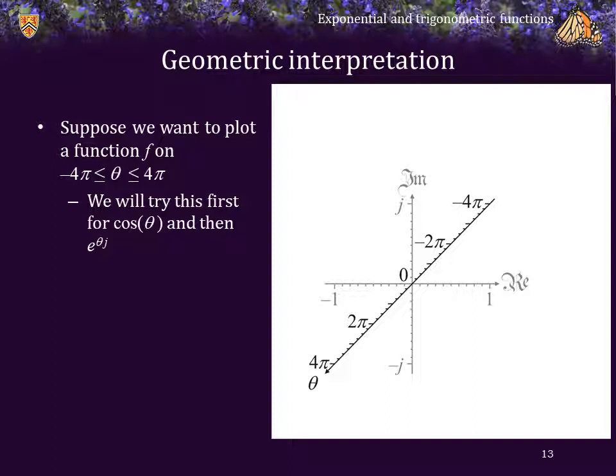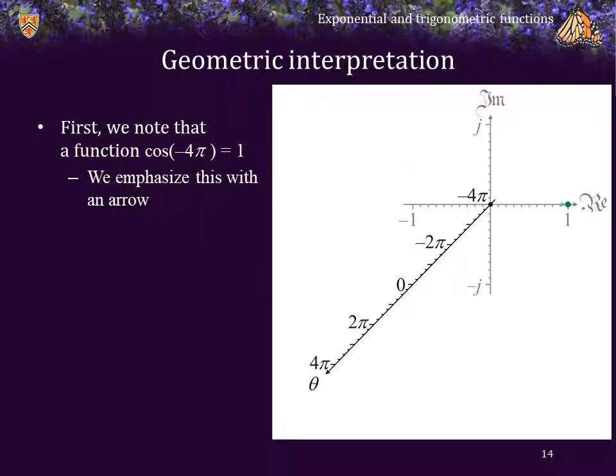Suppose we want to plot a function f on the interval from negative 4 pi up to pi. We're actually going to do this, first for cosine of theta, and then for e to the theta j. First, we note that cosine of negative 4 pi is equal to 1. We're going to emphasize that this green dot is the result of evaluating the function at negative 4 pi by using an arrow. Now, we won't be able to do this for every single value, but we'll try to do it for a reasonable number of them.